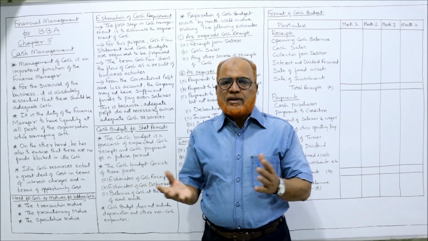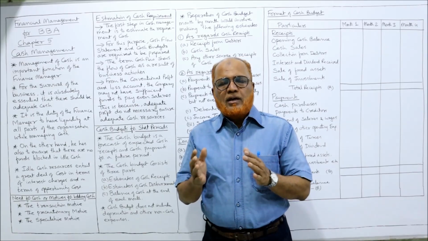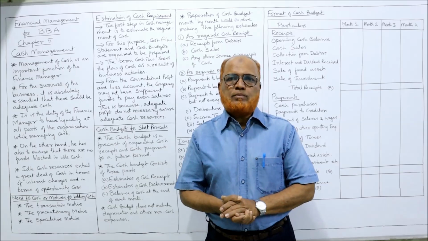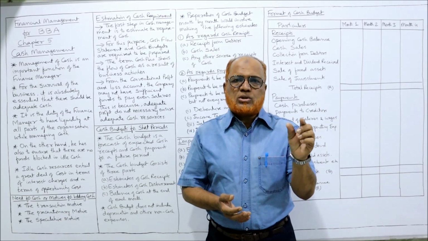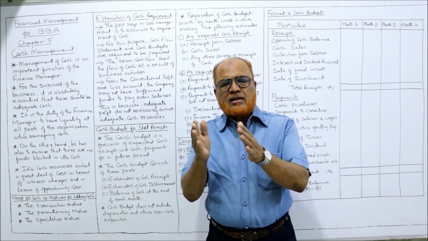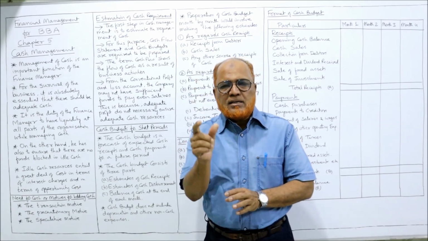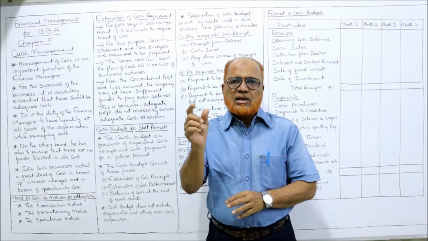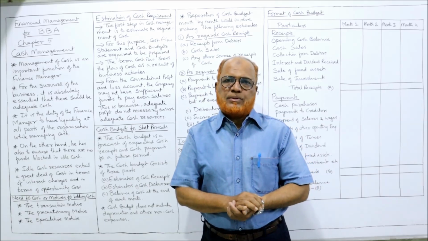Gross working capital, net working capital, all those things I have explained in the last two videos. In this video, I am going to explain you about cash management. Cash is one of the important parts of working capital. Working capital consists of current assets and current liabilities. Current assets minus current liabilities, you will get net working capital. So cash is a very important part of working capital.